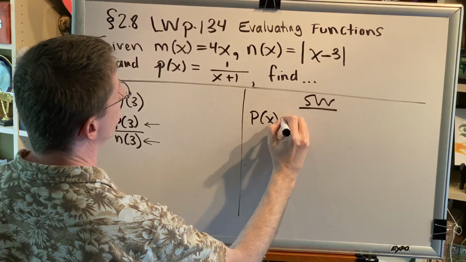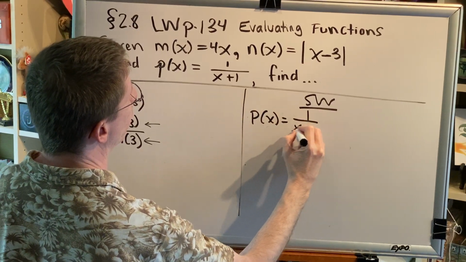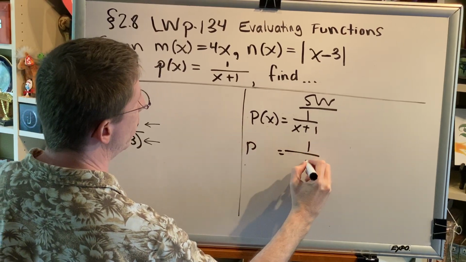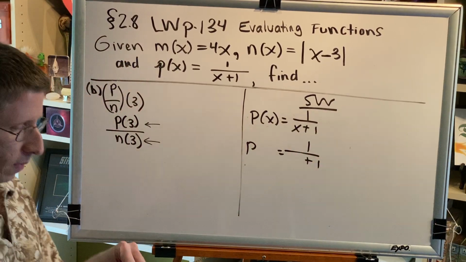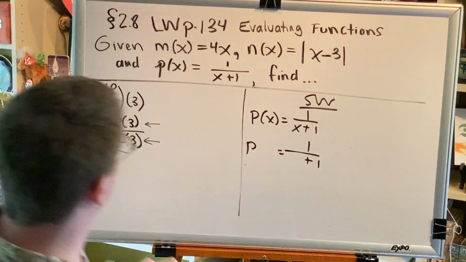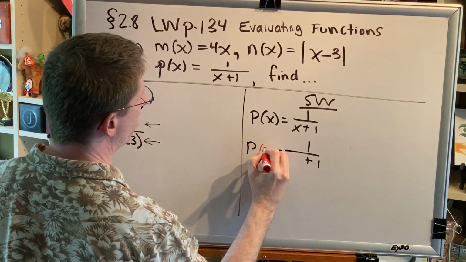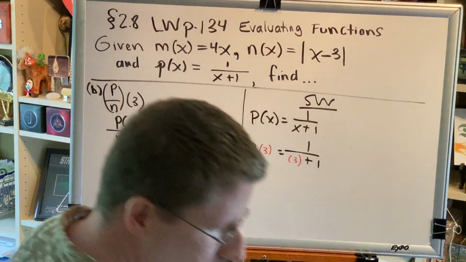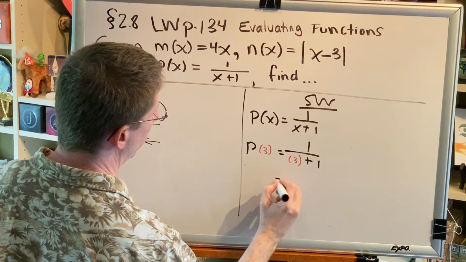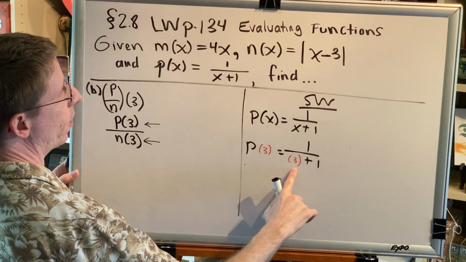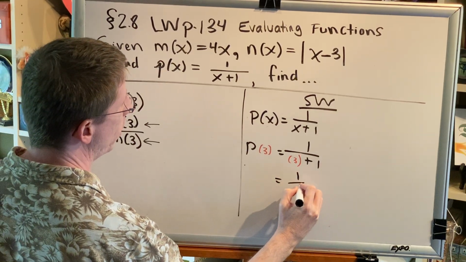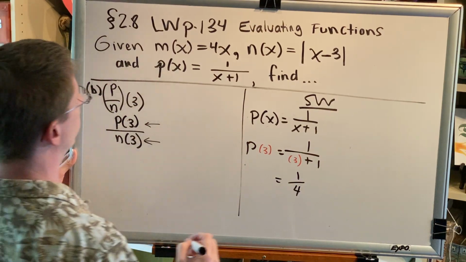p of x is equal to 1 over x plus 1. So p of 3 would be found by replacing all of the x's with a 3 in parentheses. These parentheses are unnecessary for the reasons stated previously. 3 plus 1 is 4, so we get p of 3 equals 1/4.